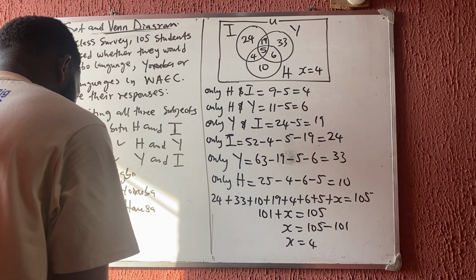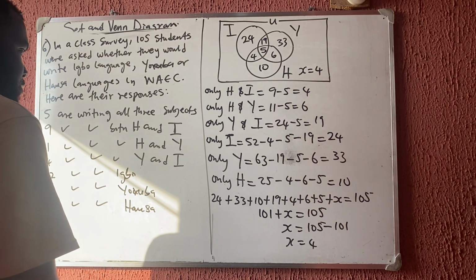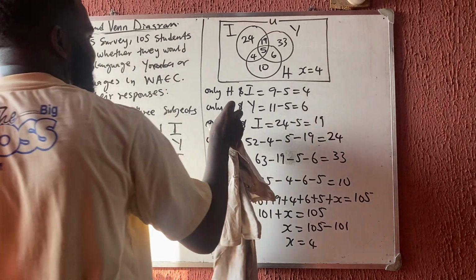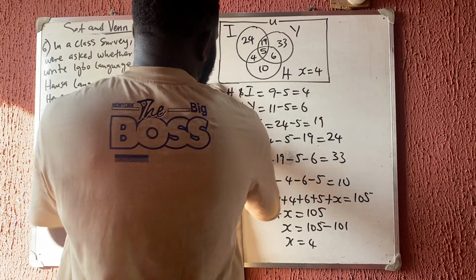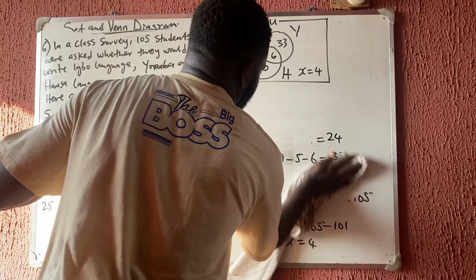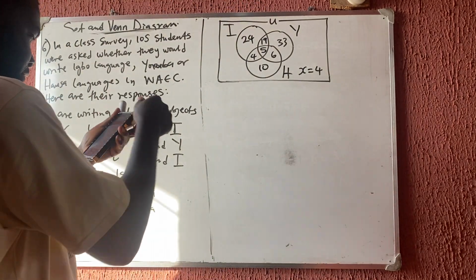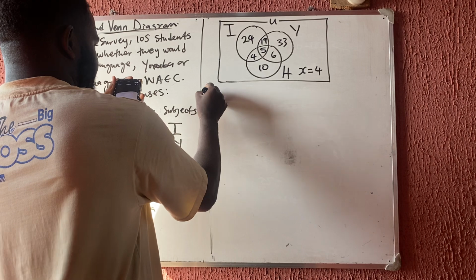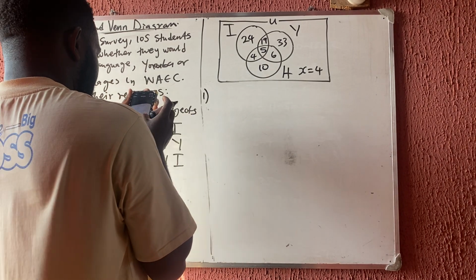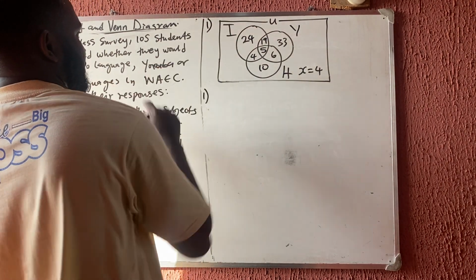So this is my Venn diagram, done and dusted. From this Venn diagram, you can now answer anything you are asked to answer. In fact, we have already answered almost everything, but let me just be answering it for the answering sake. Then you now start from number 1. After writing all this, start from number 1. They say create a Venn diagram. This is my Venn diagram.